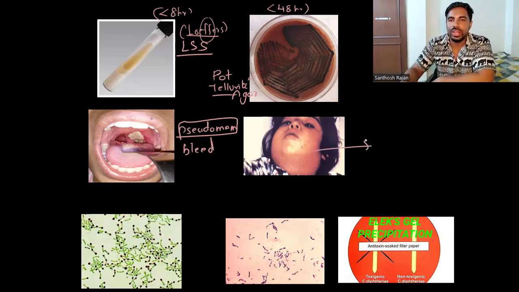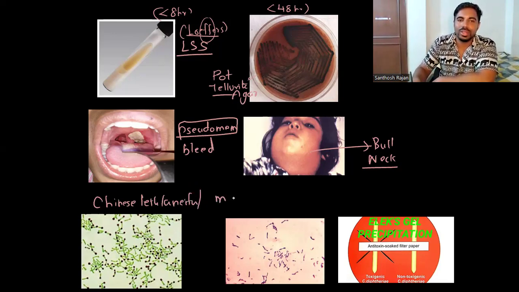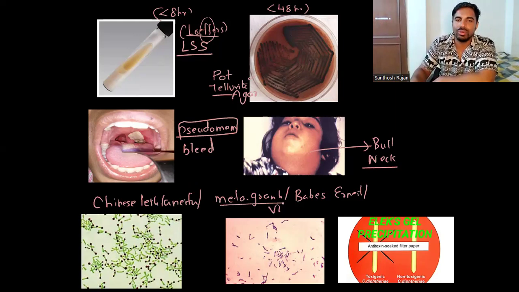And then what is this one? Pseudomembrane. Now you will tell me everything. Which disease is this? Pseudomembrane is what causes the bleeding. Here you see the bull neck appearance. So these are the clinical features. And then here what do you see? You see Chinese letter. What is this disease? Chinese letter or cuneiform arrangement with metachromatic granules, which are otherwise called Babes-Ernst granules, metaphosphate, volutin granules. So many names are there. And this is the Albert stain.